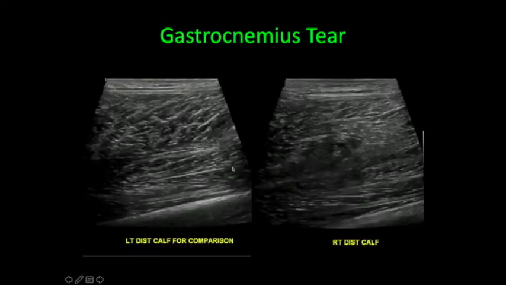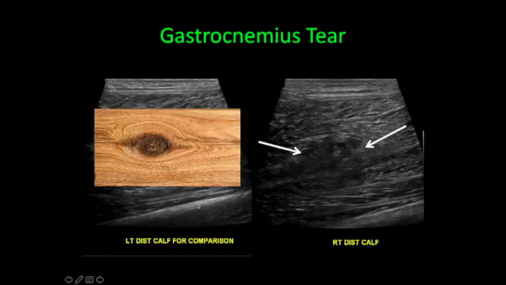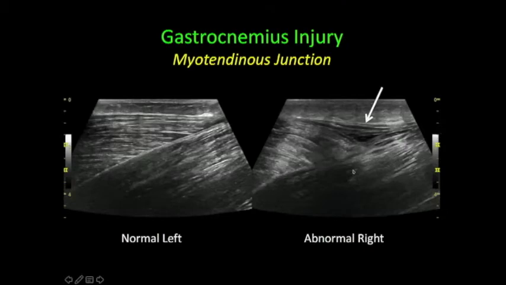it's just involving one small area. So if we compare this side to the normal side, we can see how we don't see that focal area of disorganization and hematoma. I think this kind of looks like a knot in a tree, and this appearance you'll see repeatedly with partial tears of the gastrocnemius. These injuries also like to happen at the area of the myotendinous junction.